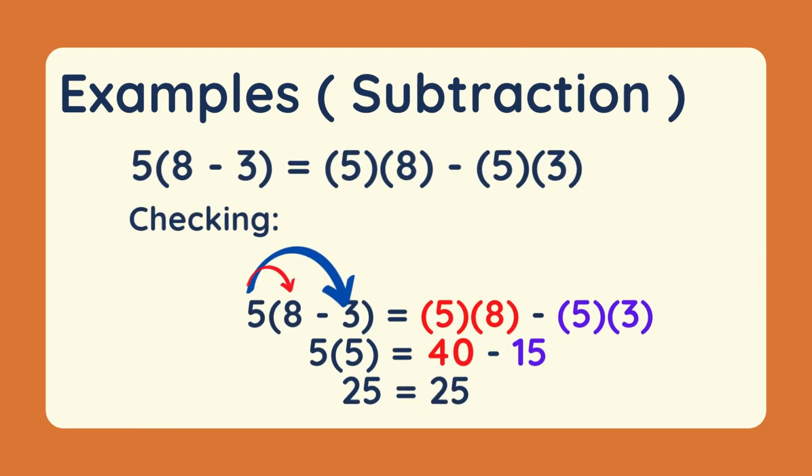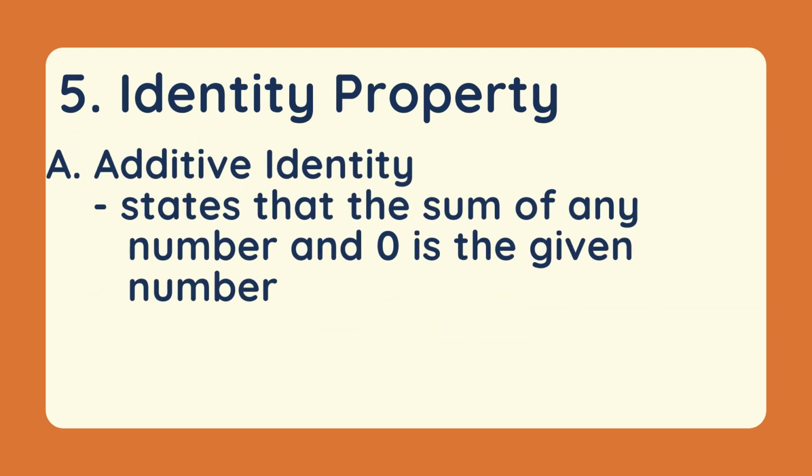Same is true with subtraction. So whether you are going to perform first the one with the parentheses, the first one, 5 times the quantity 8 minus 3, you will arrive at 25. And on the other side of the equal sign, we have 5 times 8 minus 5 times 3. So that will give us 40 minus 15. The answer is still 25. So nothing has changed. The next property is very easy, which is the identity property.